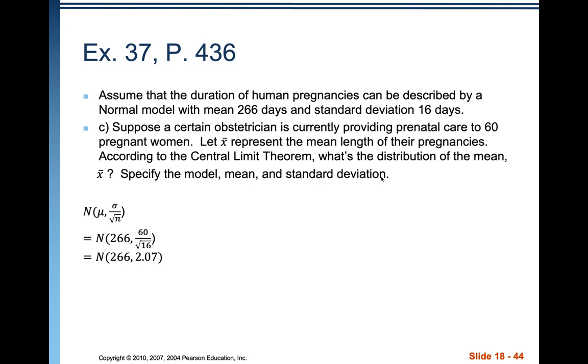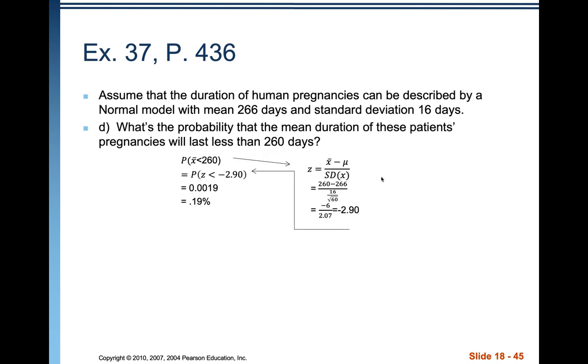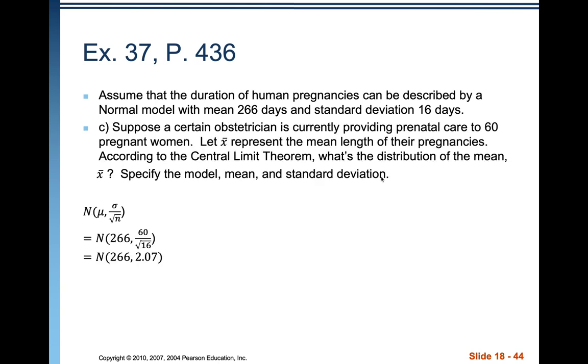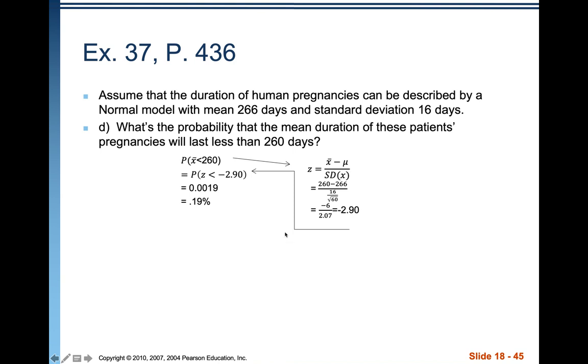And so that should be 60 divided by 4. Oh, I had those backwards. This should be 16 divided by square root of 60. That's a typo. This should be 16 divided by square root of 60, and that's why that's 2.07. I have it correct right here, 16 divided by square root of 60.